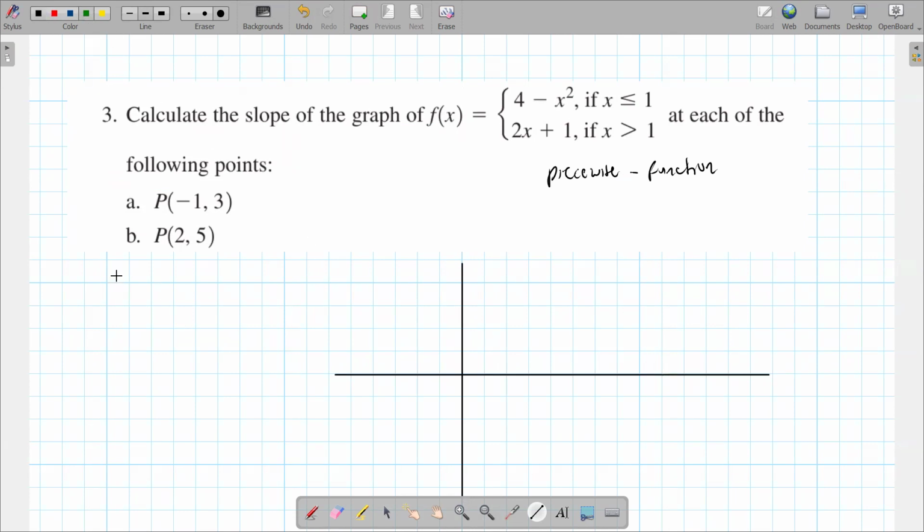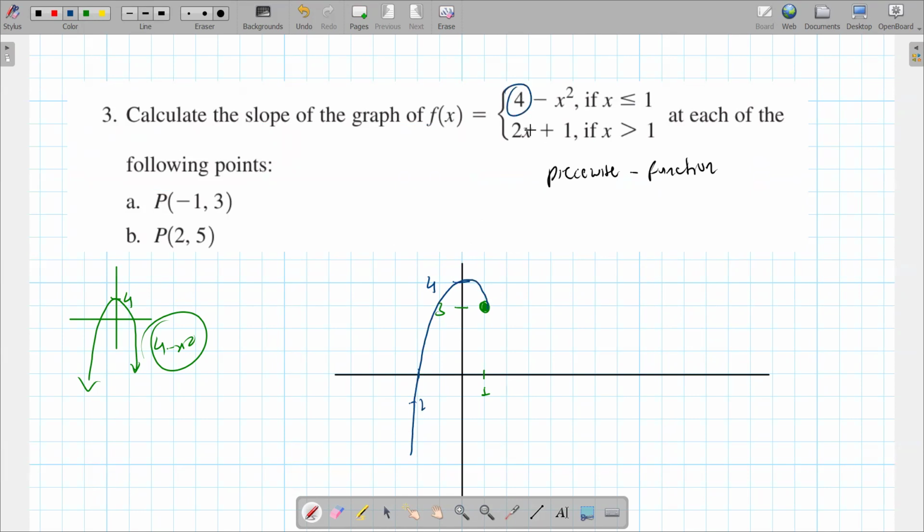So 4 minus x squared kind of looks like this. Positive 4 is the y-intercept. X squared looks like this. 4 minus x squared. But that function is only valid at 1 or less. So at 1, 4 minus 1, the y value is 3. 1 is inclusive, so that's a closed circle. So the first part of this function, 4 minus x squared, it looks like this. It has a y-intercept of 4, and at 1, the y value is 3.